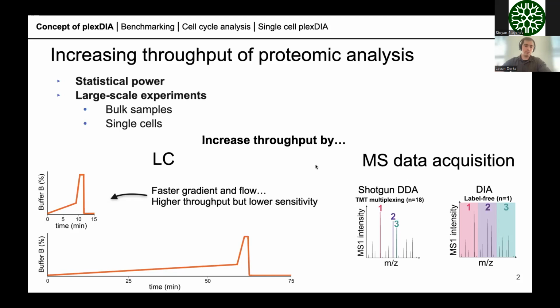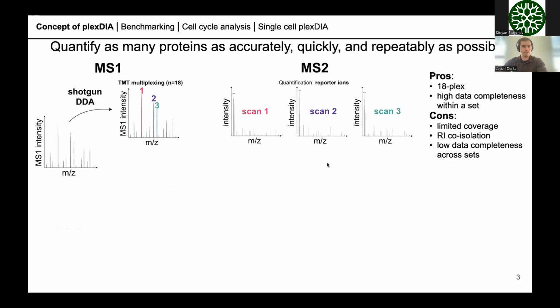On the other hand, you can also increase the throughput on the mass spec data acquisition side by using shotgun DDA. So you can run samples in parallel by TMT multiplexing, and 18-plex is commercially available. Or you could run it with a DIA method, which is going to increase your proteomic coverage. So I'm going to talk about these methods a little bit more in detail.